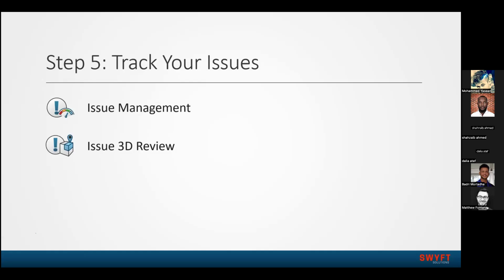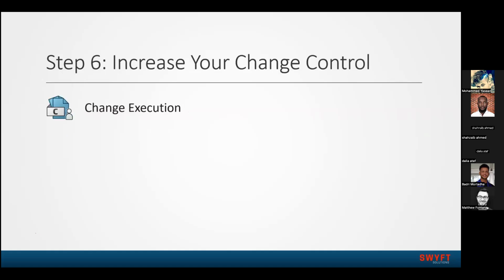And then step number 5, track your issues. So this is using the issue management and issue 3D review tools, where you get in and start pinning your issues. And in the meantime, before you get into the formal change, you can still use issue management alongside approval routes, where you're manually tracking your issues and then creating approval routes based off of what changes need to be done with those issues. And then once you're comfortable with all of those things, then you can get into that more formal change where you're going through sign-offs and different layers of approvals.